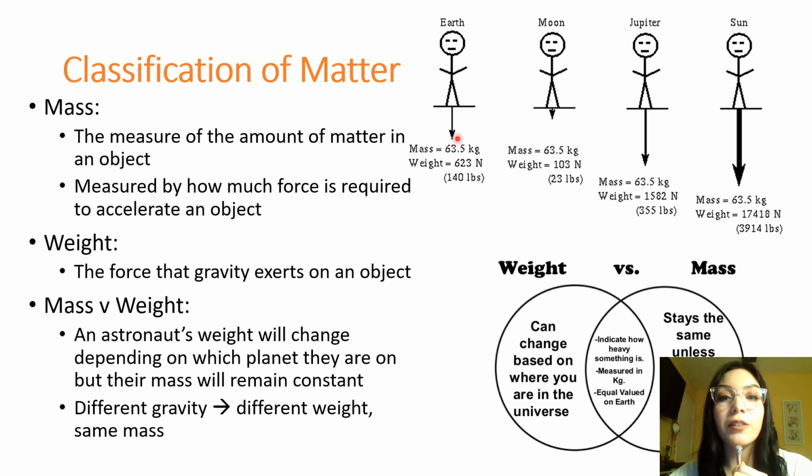So if you're on Earth, you're 63.5 kilograms. On the Moon, 63.5. Jupiter, 63.5. The Sun, 63.5. But your weight, if you notice, is different on all of these planets. The higher the gravity, the more your weight is going to be affected, so you're going to have a higher weight. This is just a little diagram to help you differentiate between the two. Basically, mass is not affected by gravity, weight is.